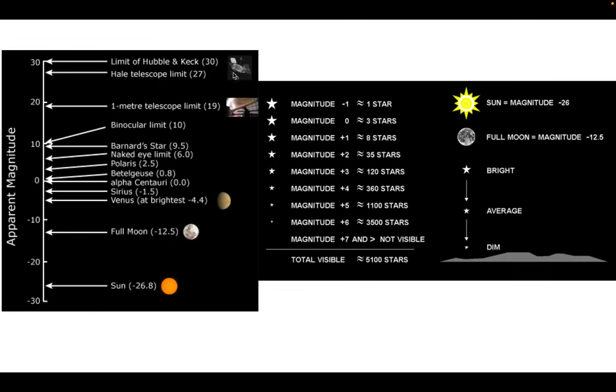So here is a diagram showing stars in our nighttime sky, like Betelgeuse, which is part of Orion, Polaris, which is the North Star. Barnard's star was part of our Doppler assignment. The full moon, okay, negative 12.5. The sun, negative 26.8. And so that lower number shows brightness, okay?